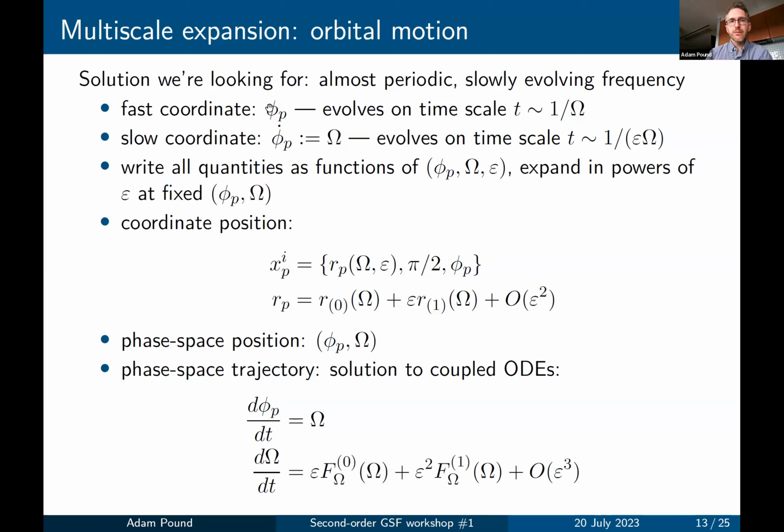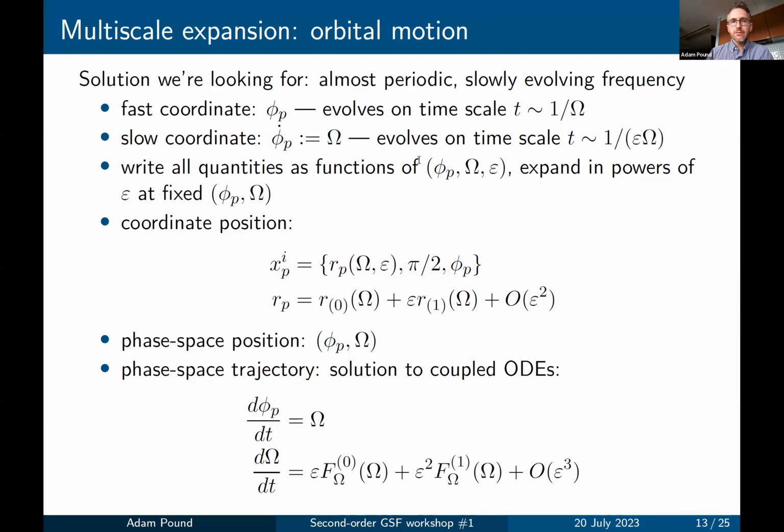We have phi p, the azimuthal phase of the particle. Let's call that the fast coordinate on phase space. So it's evolving on a time scale, basically 1 over frequency, so the orbital time scale. Then we have a slow coordinate on phase space, which is something that's changing slowly with time. And that's the phi p dot. And we're just going to define frequency to be phi p dot. And this evolves very slowly on timescale 1 over epsilon, which is the radiation reaction time I mentioned earlier.